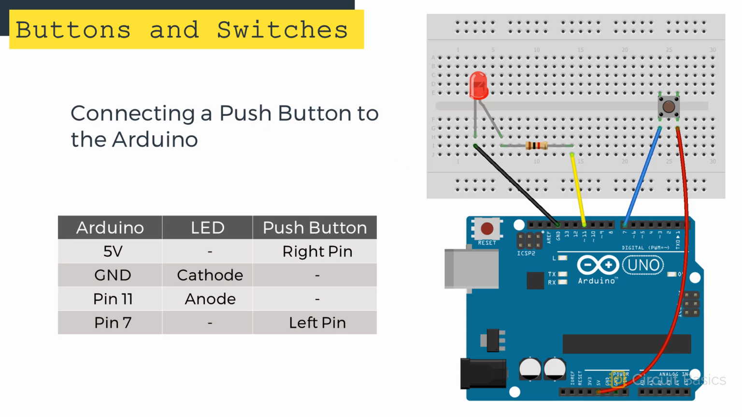Start by inserting your push button across the middle divider of a breadboard. Then take a jumper wire from the 5-volt pin of the Arduino and connect it to the right side of the push button.